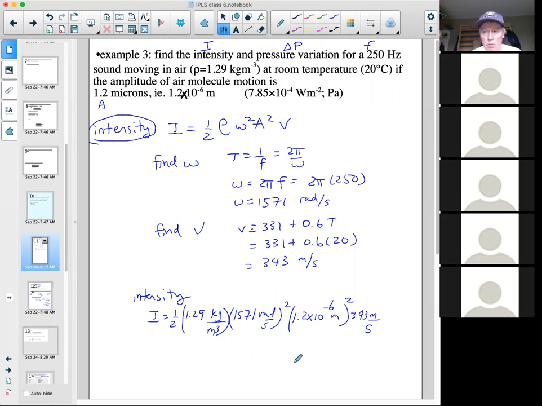I suppose we should mention the units here. So the number will work out fairly straightforward as long as you punch it in correctly. So it'll be 7.85 times 10 to the power minus 4.